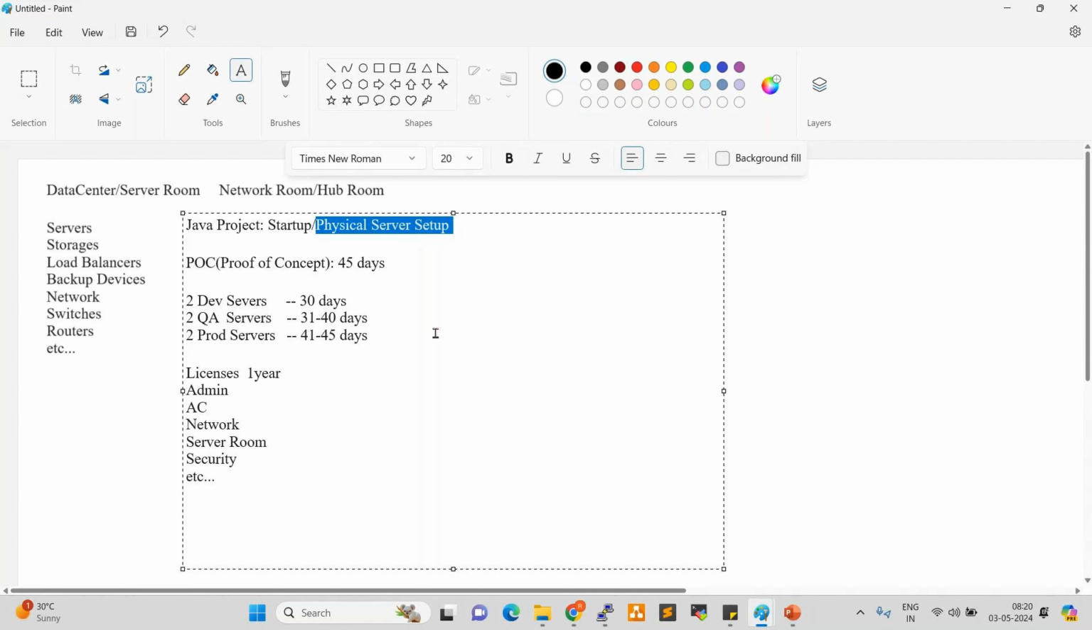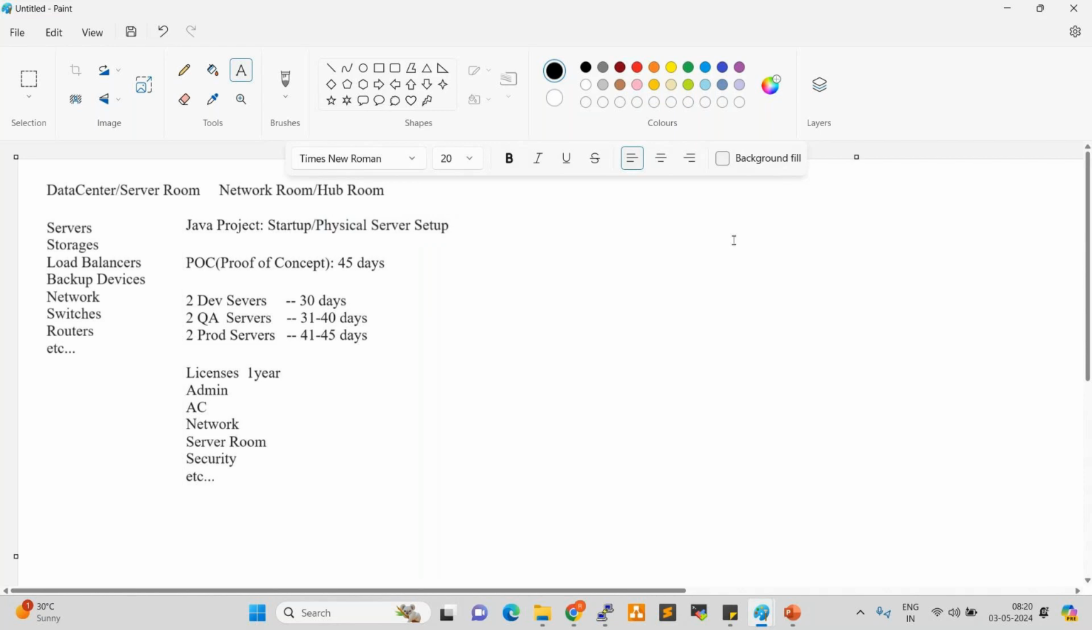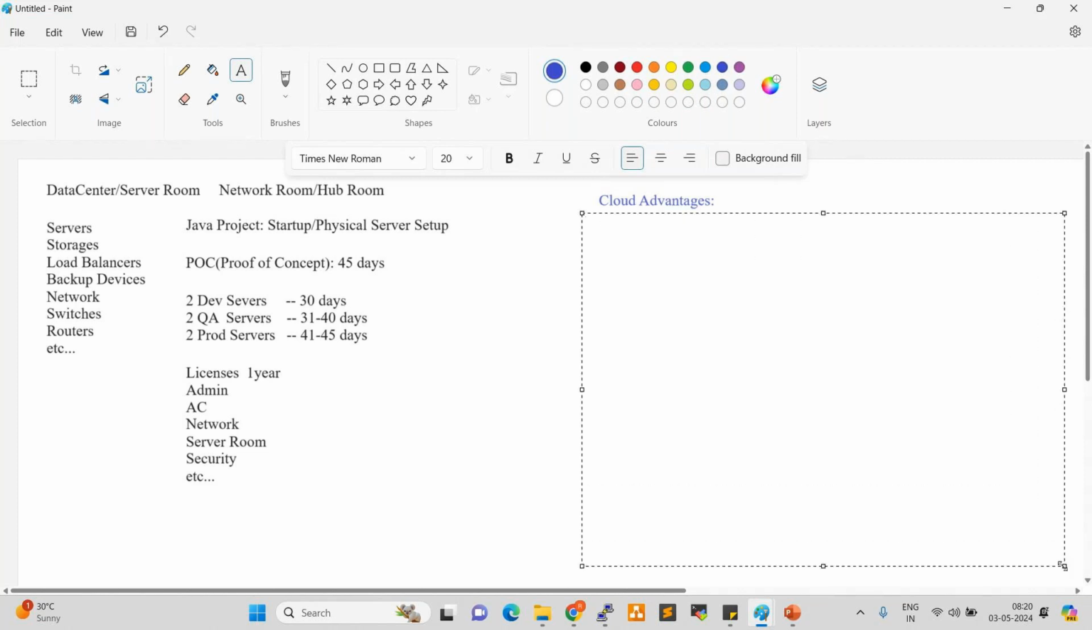Fine. Now let us try to understand the cloud advantages here. The same Java project, by using cloud servers, how can we prepare this? What is the difference here? What are the advantages of cloud? Let's try to understand.